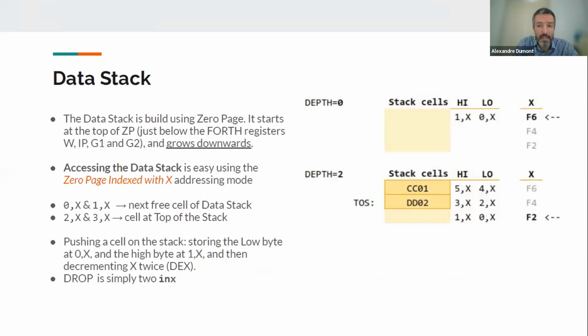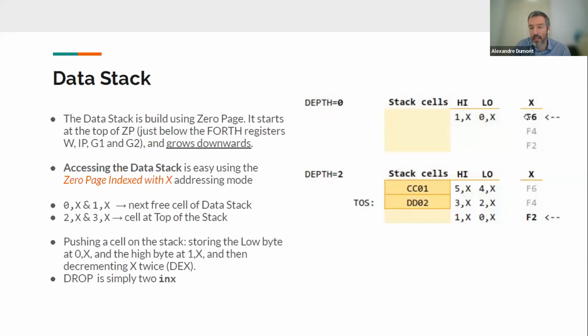For the data stack, I'm using the zero page. At the top of the zero page, I have allocated 4 variables, so 4 16-bit variables, and below that, all the space is reserved for the stack. The 6502 makes it very convenient to use zero page indexed with X, which makes it very easy for us to address the stack. If we look at the beginning, for example, the stack would be empty, so that would be this part of the drawing.